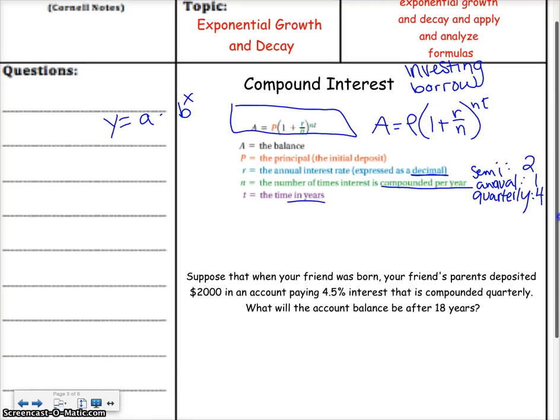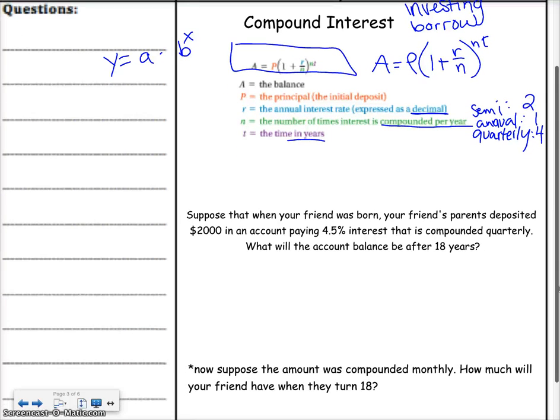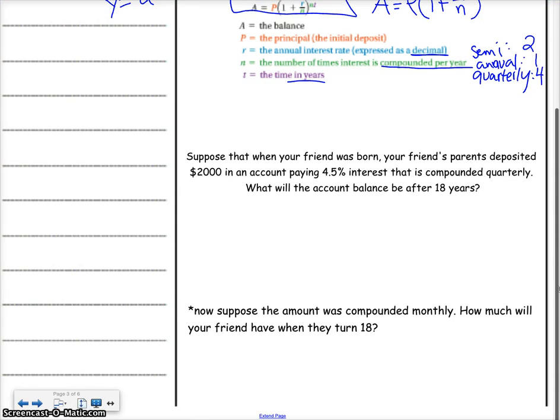Okay, so suppose that when your friend was born, your friend's parents deposited $2,000 in an account that pays 4.5% interest that is compounded quarterly. Now keep in mind, this is just the initial. Maybe they got a bunch of congratulatory money and threw it into the bank and didn't touch it. I want to know, what is the balance going to be when the kid turns 18?